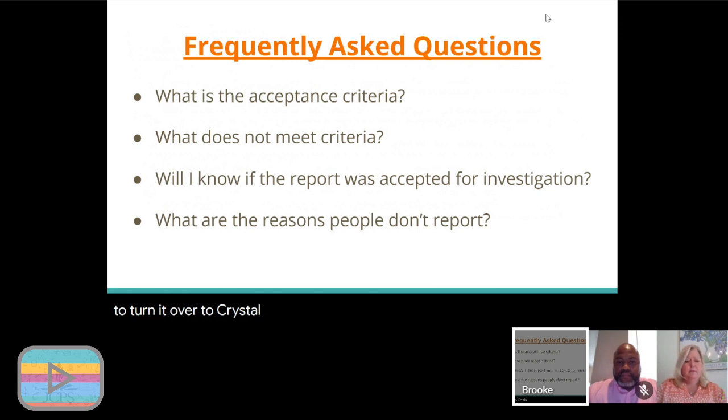As to whether you will know if a report was accepted for an investigation, if you just make the call at that moment, you will not know if the investigation has been accepted at that time, because then it goes to a supervisor to look over what the hotline worker has done. And so they will make that determination in collaboration. But you can always call back, you can email. You should receive an intake referral number. Use that as your reference to want to know if that's been accepted or not.